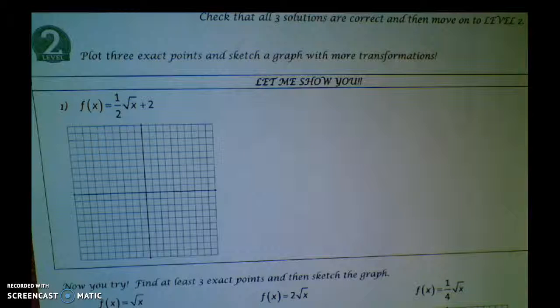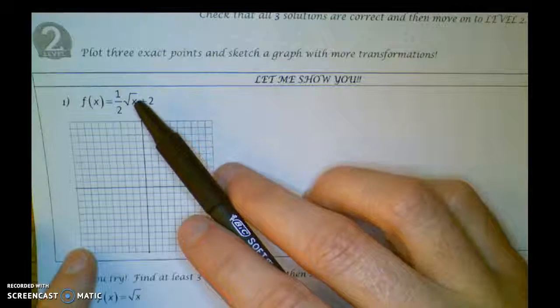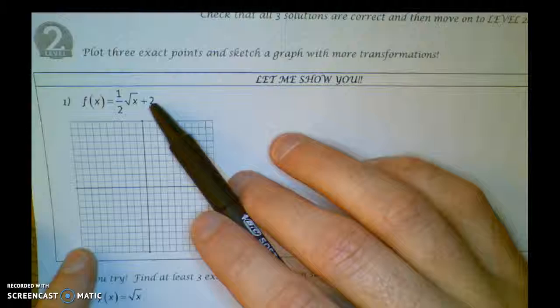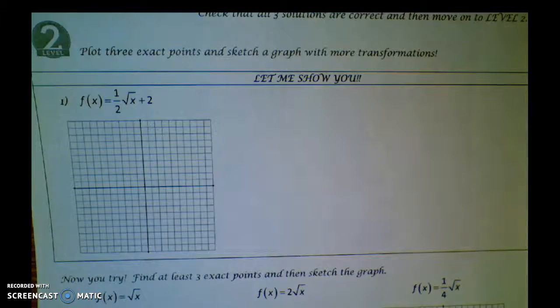Alright, this is level 2 of the part 2 day 1 notes on transforming radical equations. So for this equation, this one has a shift where the equation is going to be moving up 2. The reason why we move up is because the plus 2 is not included underneath the radical symbol. So we need 3 points again to be able to move it up 2. So I'm going to make my table.